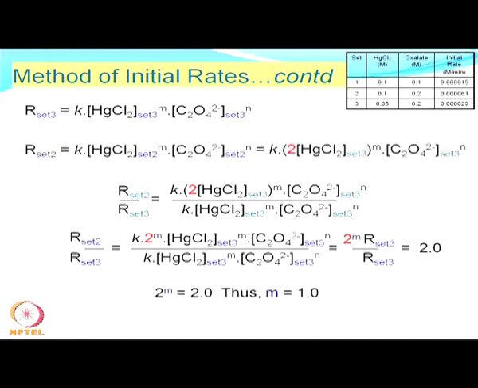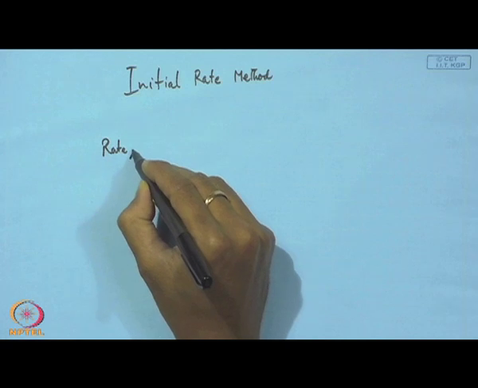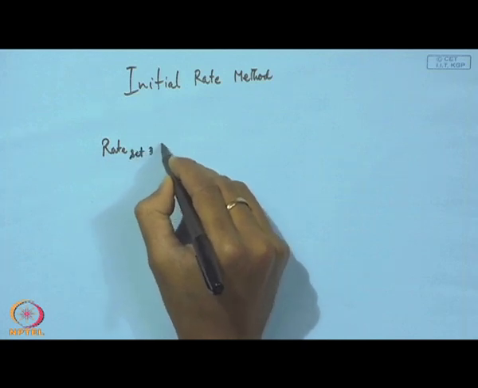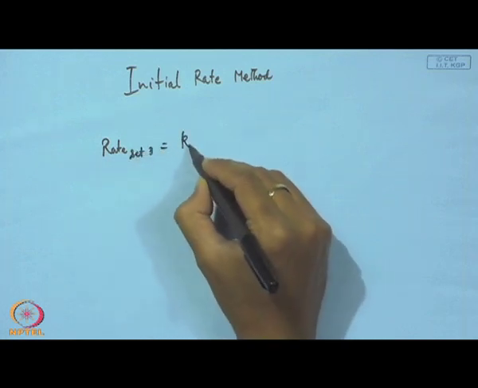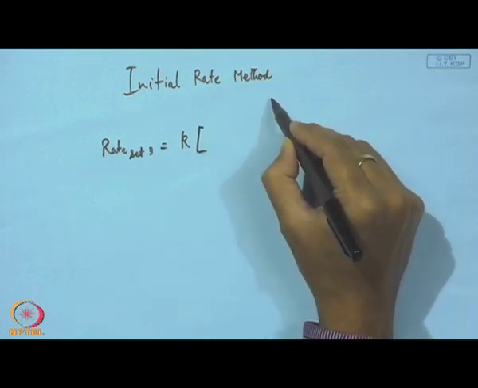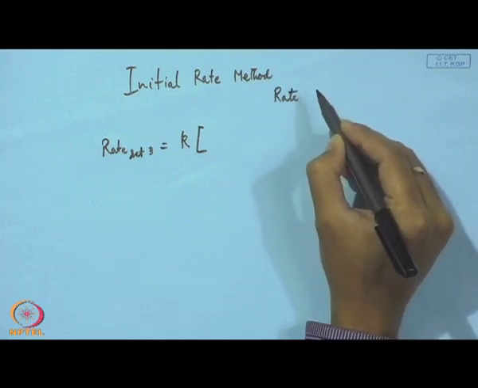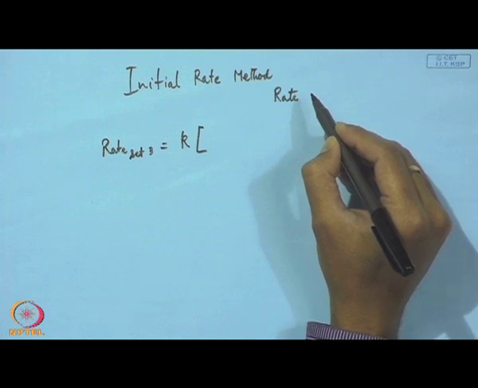Okay. So, again we use this expression, rate for set 3 is equal to rate constant. Basically, for this reaction we do not know exactly the order with respect to mercury chloride and with respect to oxalate.